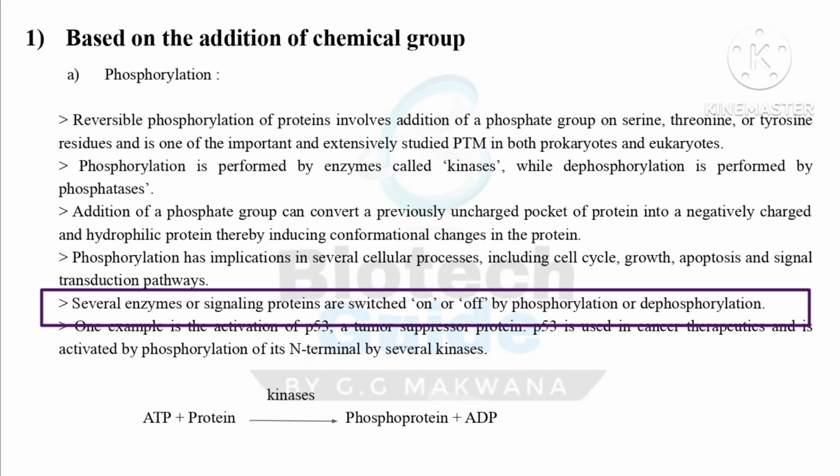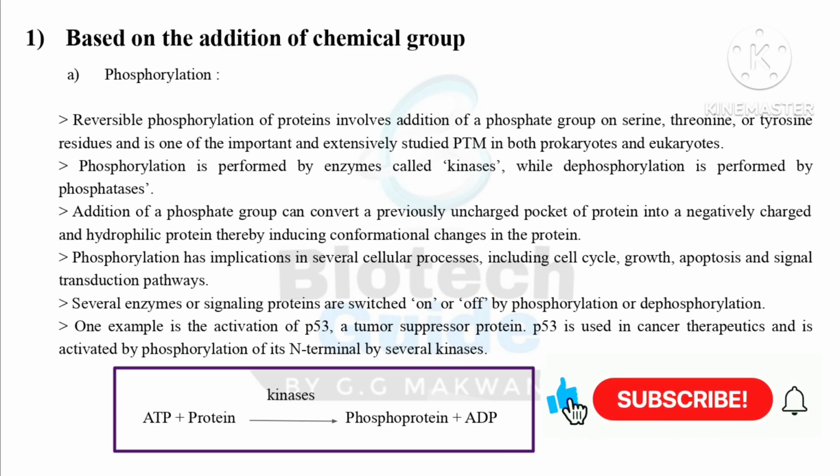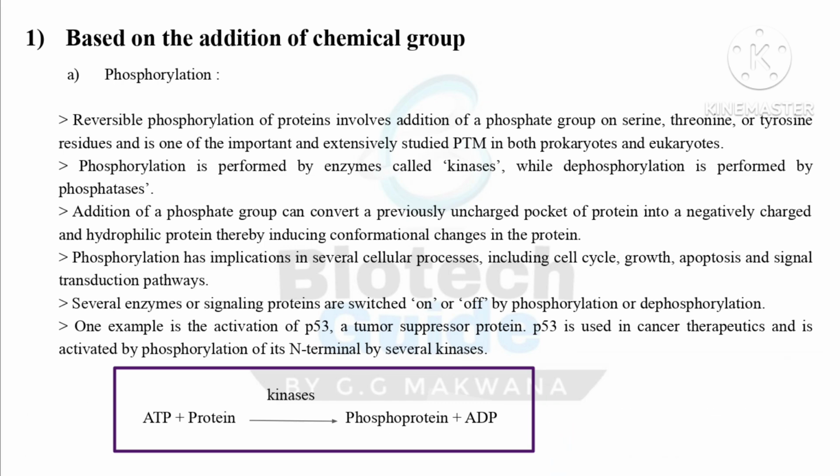Any mechanism that starts as a kind of switching mechanism is performed via this phosphorylation process, and this is the basic reaction where the protein is phosphorylated. Here ATP is required for the phosphorylation. By the use of a kinase enzyme, the protein is converted into a phosphoprotein and ATP is converted into ADP. So this is our first one, phosphorylation.